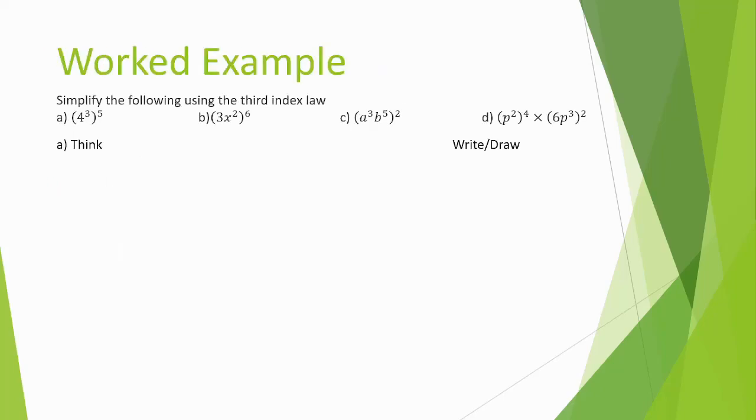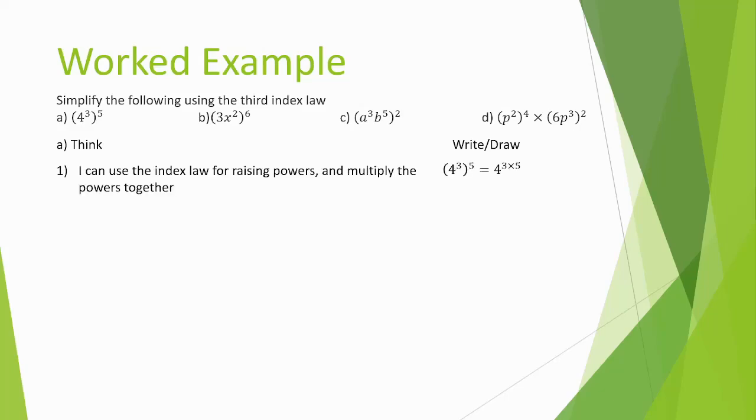On the left hand side I've got my thinking, and on my right hand side I've got my write and draw, and this is what I write down on the paper so that my teacher knows exactly what I'm thinking and can see my understanding for this question. Looking at this problem, I can see that I can use the third index law and multiply the powers together. So I've got 4 to the power of 3 all to the power of 5, so I can just multiply the 3 and the 5, the two indexes together, and I get 4 to the power of 15.